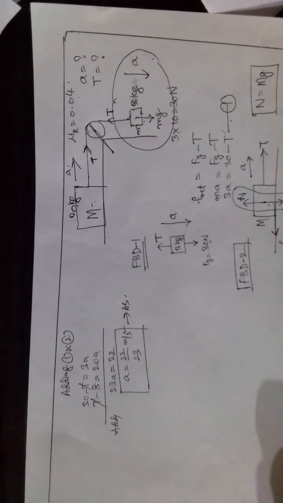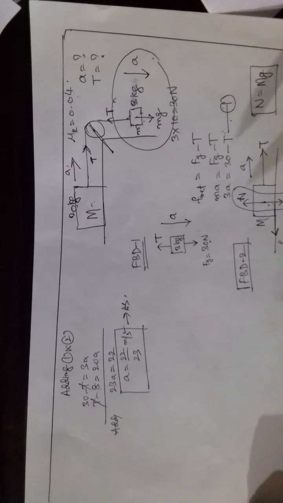Now to find tension, we have two equations. You can substitute the A value either in this equation or in this equation. Let us substitute in this equation: T minus 8 is equal to 20A.